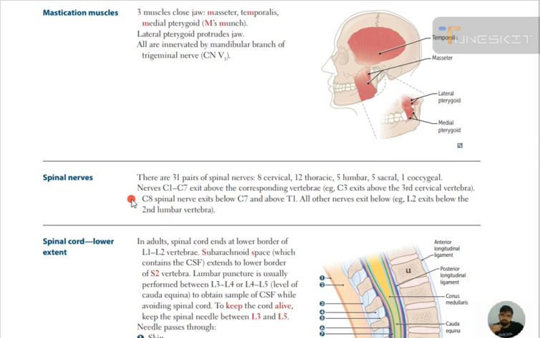So spinal nerves: there are 31 pairs of spinal nerves, 8 cervical, 12 thoracic, 5 lumbar, 5 sacral, and 1 coccygeal.